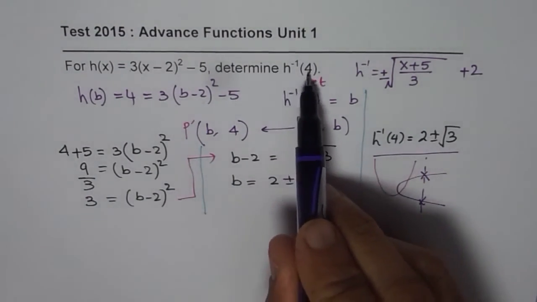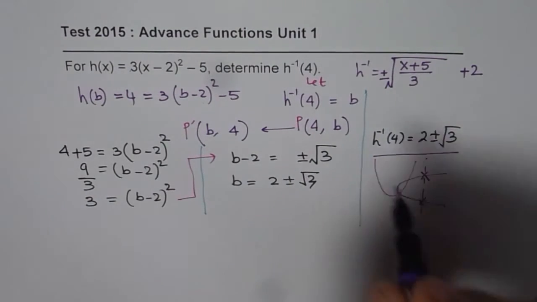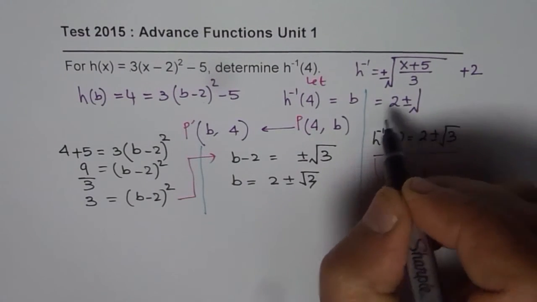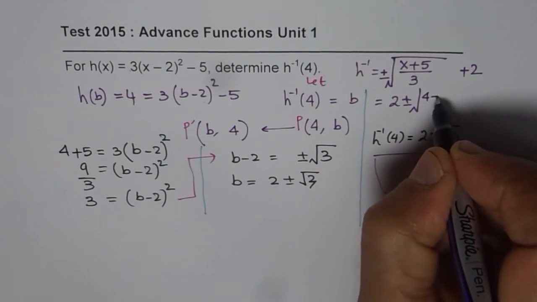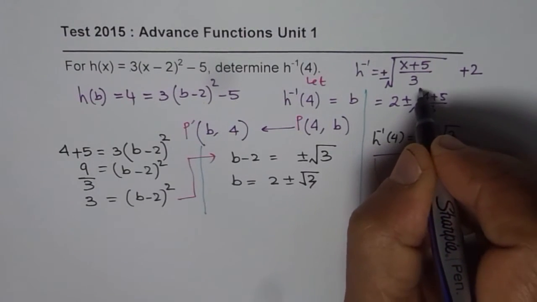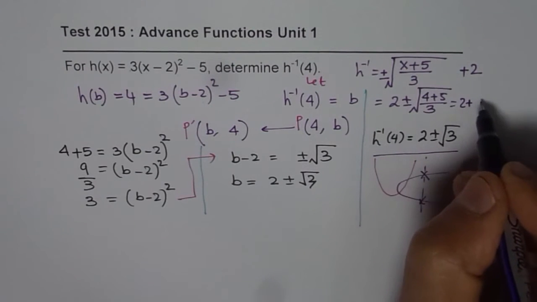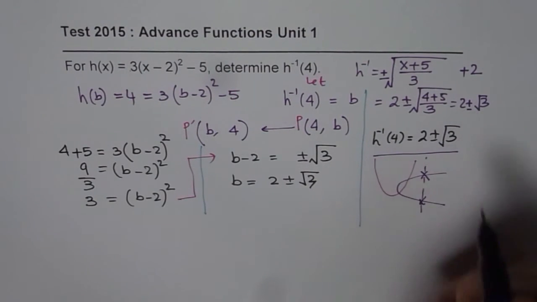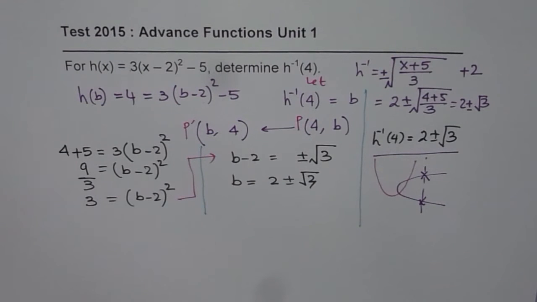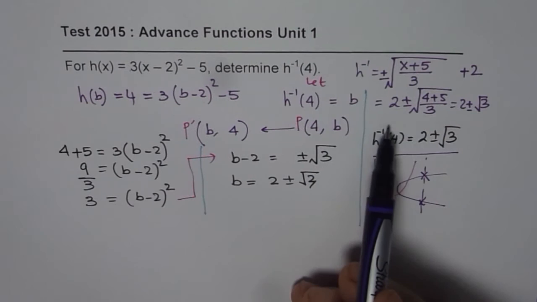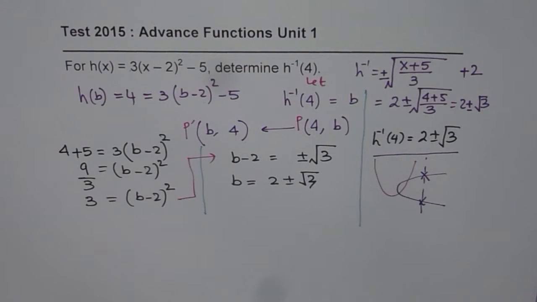If you want h inverse of 4, plug in 4 here, right? So what you get is 2 plus or minus square root of (4 plus 5) divided by 3, which is the same as 2 plus or minus square root of 3. Is that okay? So either method could be used. You could use the point as I've done, or find the inverse and then plug it in. So both ways this question can be answered. Thank you and all the best.